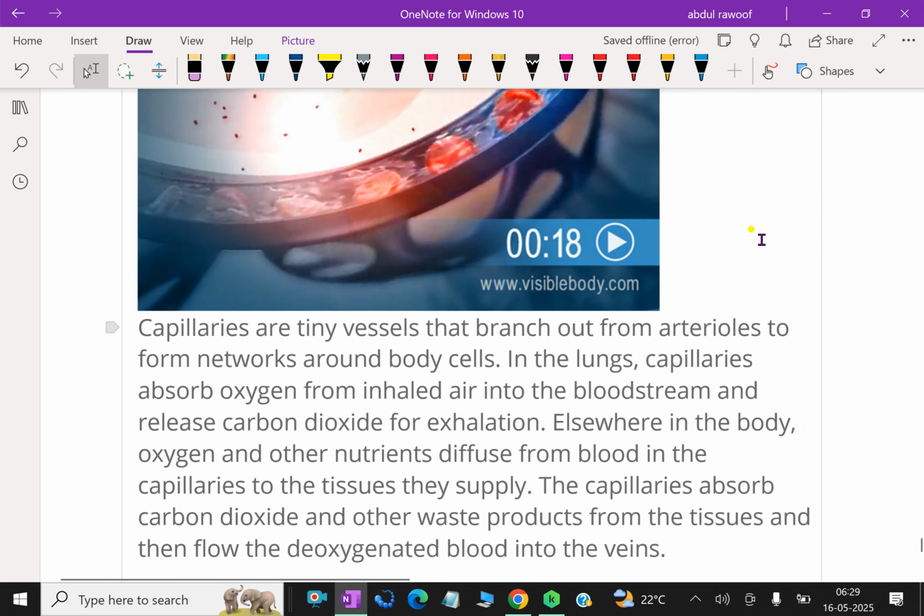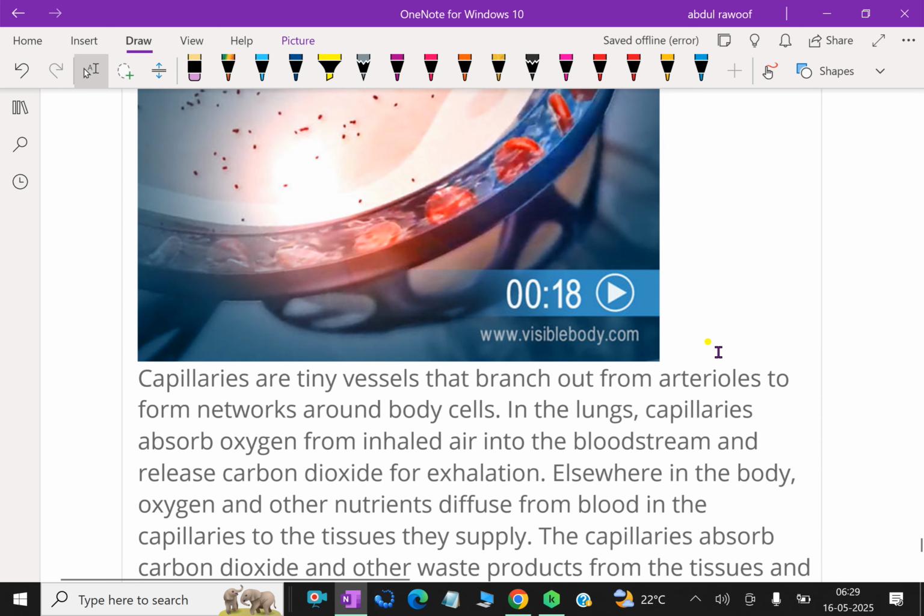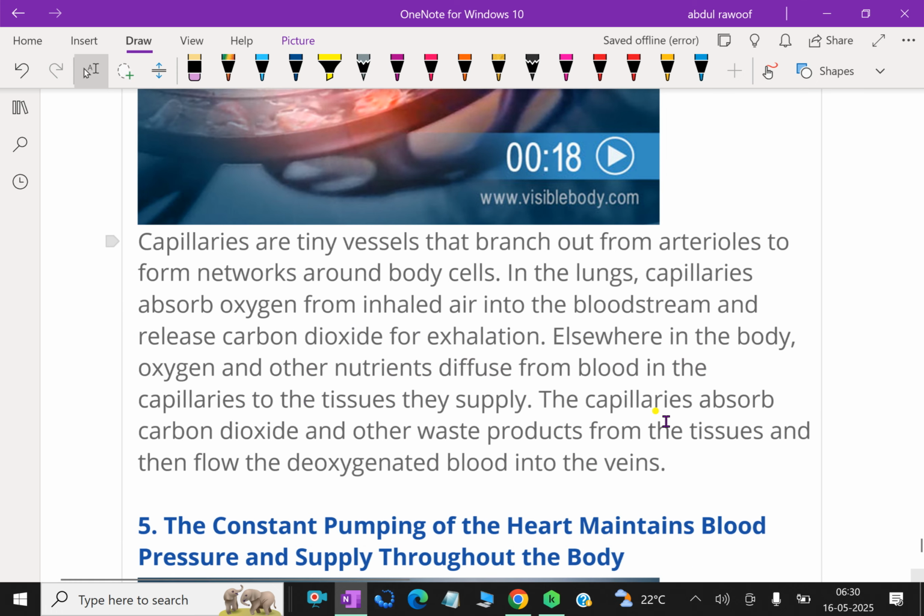Capillaries are tiny vessels that branch out from the arterioles to form a network around body cells. In the lungs, capillaries absorb oxygen from inhaled air into the bloodstream and release carbon dioxide for exhalation. Elsewhere in the body, oxygen and other nutrients diffuse from blood in the capillaries to the tissue they supply. The capillaries absorb carbon dioxide and other waste products from the tissues and then flow the deoxygenated blood into the veins.